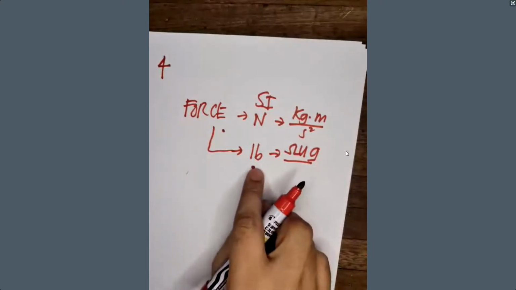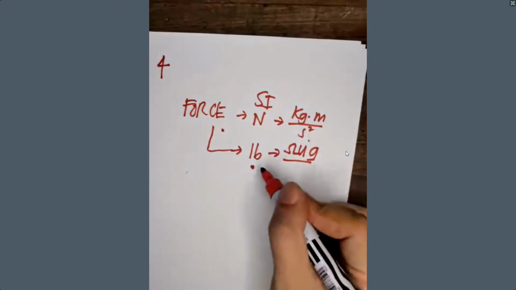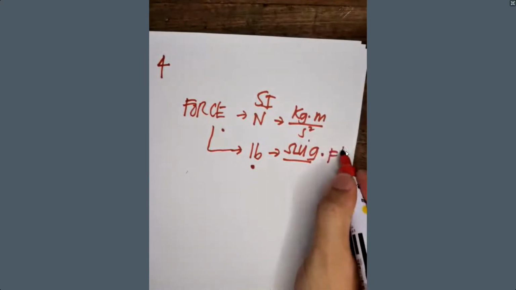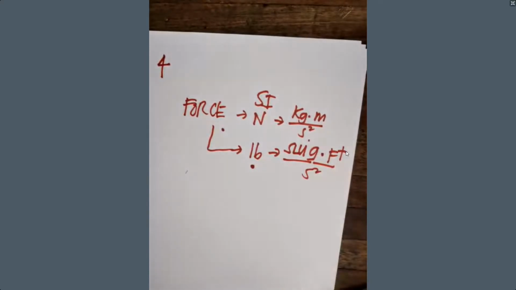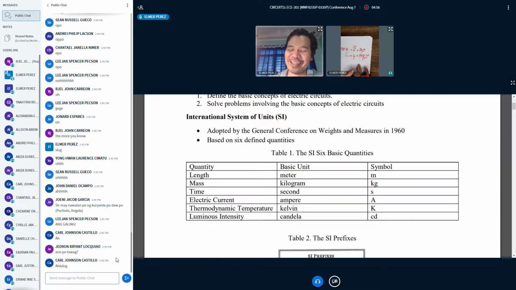And that's why pounds, kung ang Newton is kilogram meter per second squared, ang pounds is slug foot per second squared. Okay. So, ayan. So, force, tandaan ninyo, force, pounds is a force, not a mass. Ang mass ay yung slug.